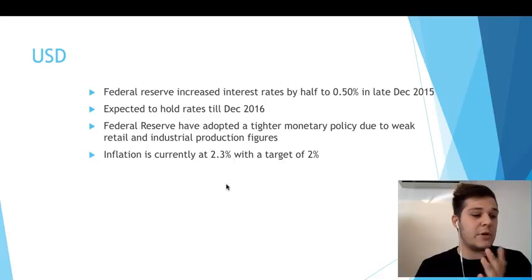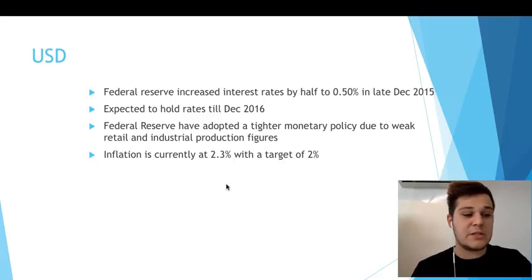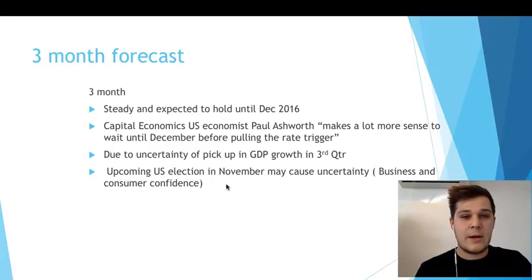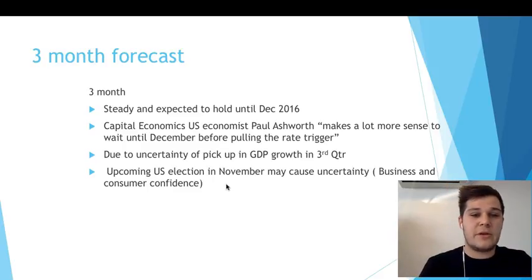the global capital economist Paul Ashworth was quoted saying, "It makes a lot of sense to wait until December before pulling the rate trigger due to uncertainty and a pickup in the GDP growth in the 3rd quarter." So the 3-month forecast is steady and expected to hold until December 2016 due to uncertainty in the GDP growth, and also because the upcoming US election in November may cause uncertainty.